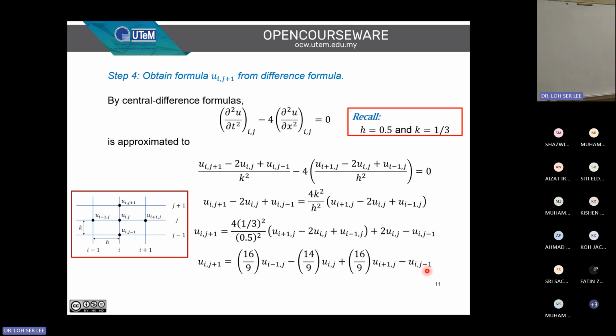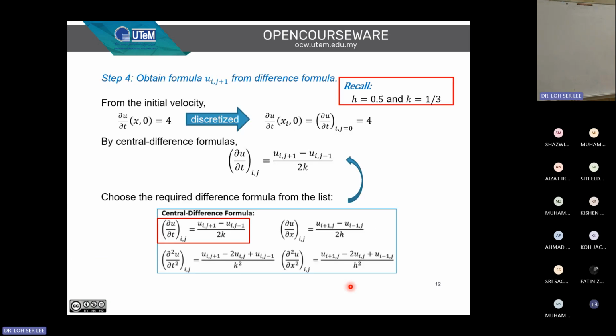So you arrange your u in such a sequence: first, second, third, and last. So u_i-1,j first, followed by u_ij, followed by u_i+1,j. Then the last one is u_i,j-1. Let it follow this sequence. Later, you will find that your combination of the values will be very simple, because you know the sequence of the points. Up to this point, any questions?